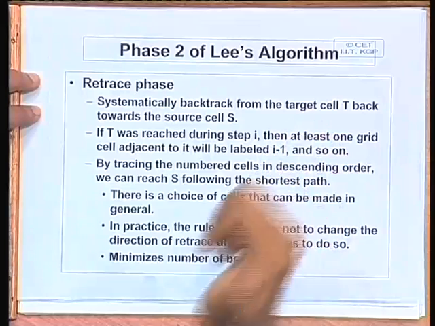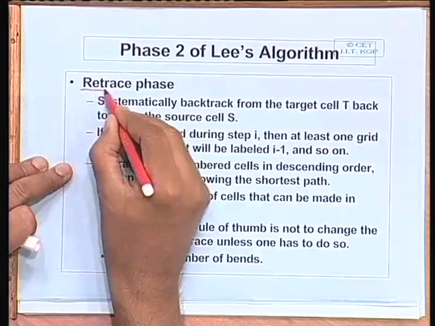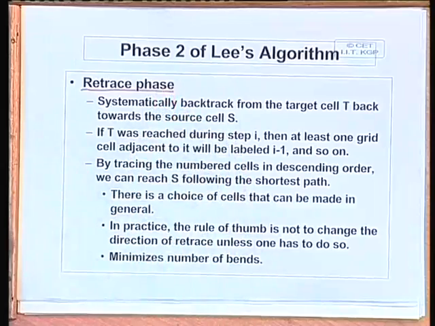Okay, the first phase is wave propagation. Once you hit the target, the next step is to systematically trace back from the target and find out one possible path. There may be multiple paths. So, you try to do a retrace and find out one of the feasible paths, because if the target is labeled as L, all the paths you will get retracing from the target will have a length of L.